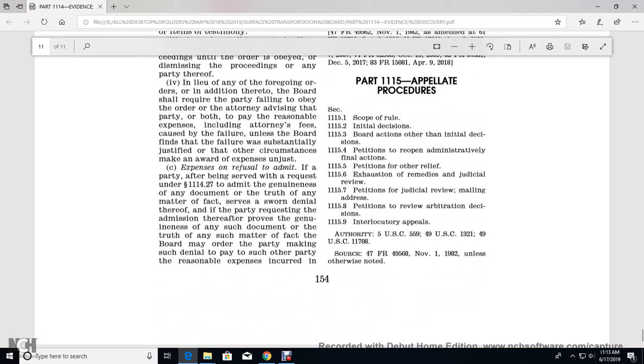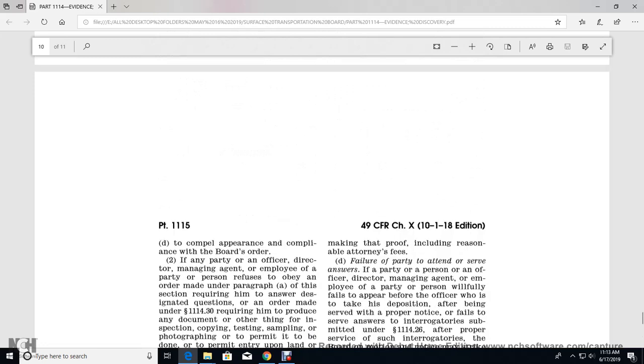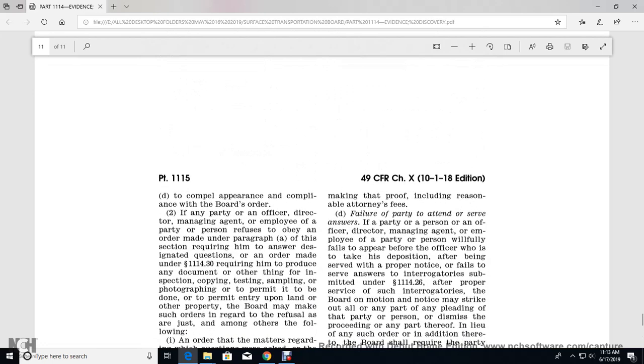Section C: Expenses on refusal to admit. If a party, after being served with a request under 1114.27 for admission of the genuineness of a document or the truth of a matter of fact, serves a sworn denial thereof, and the party requesting the admission later proves the genuineness of such document or the truth of such matter of fact, the board may order the party who made such denial to pay the requesting party the reasonable expenses incurred in making the proof, including reasonable attorney's fees.